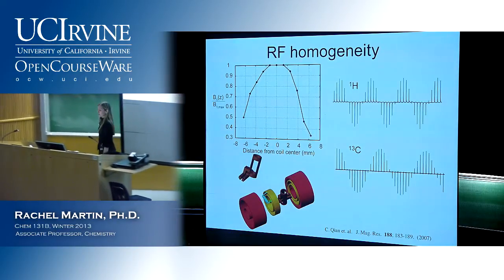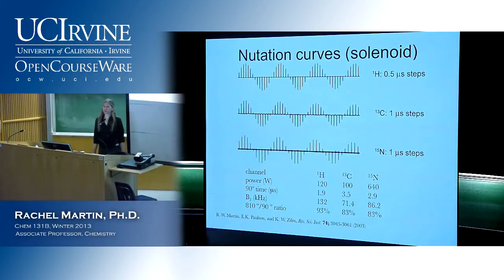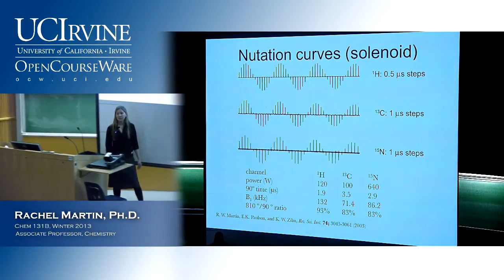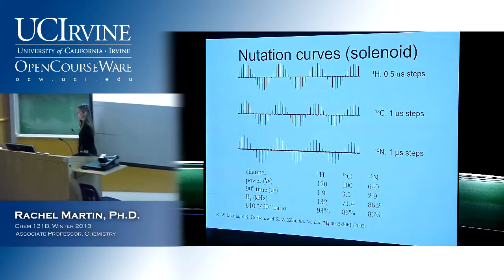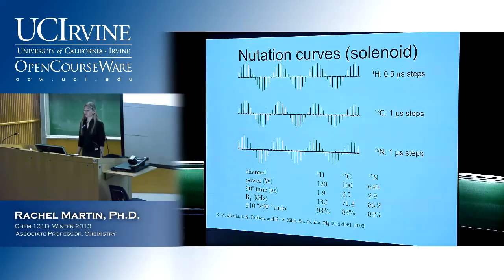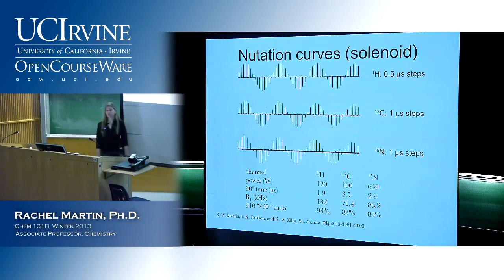I want to point out that experimentally, if stuff were perfect, this should look like a perfect sine wave, and the magnetization should go around and around forever, and there should be no limit. That's not how things actually work. So it turns out that the coil you're using to apply the field is not perfect.